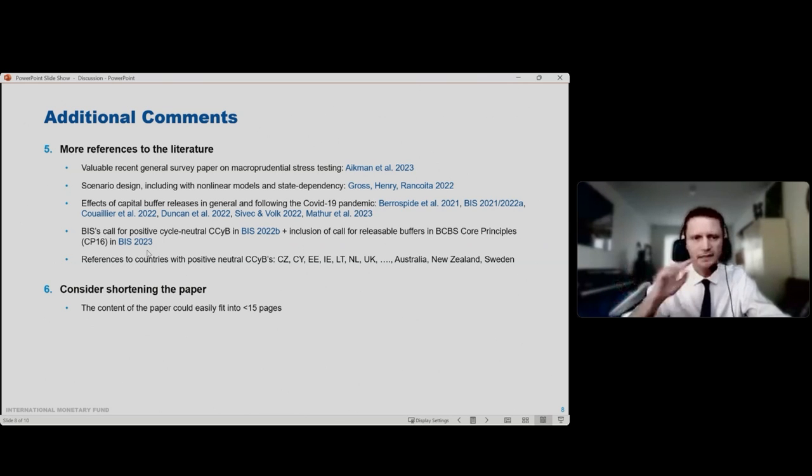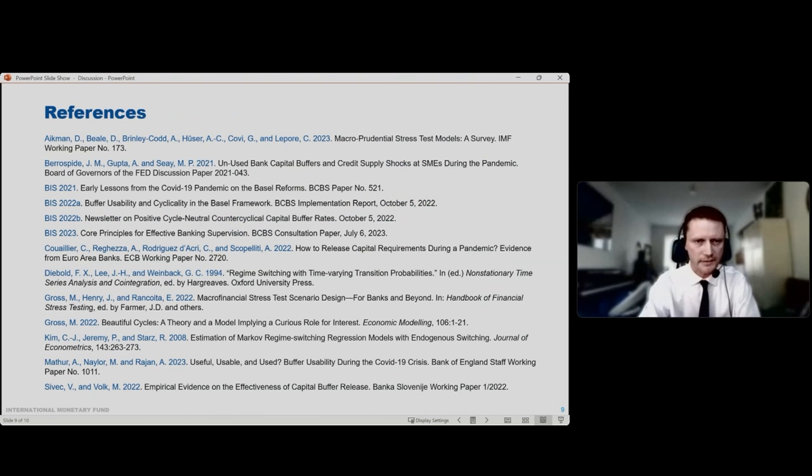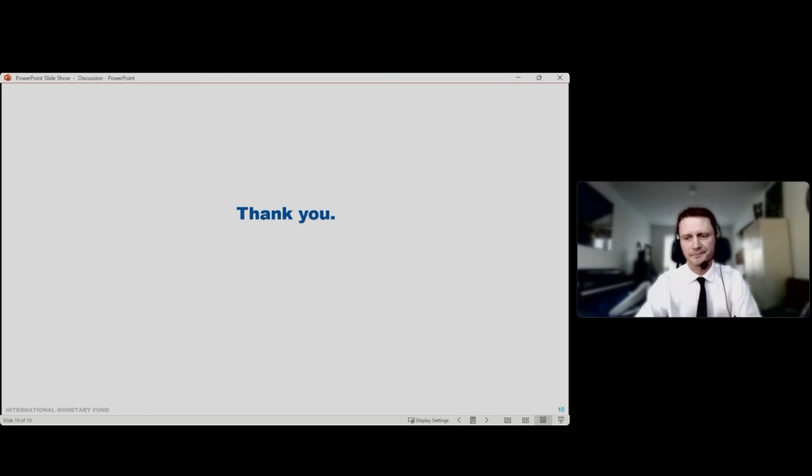Final point, very short. I think it would be useful to actually consider shortening the paper. It's a bit long. I think the content is pretty clear, it's pretty useful, and would just benefit from being cast into fewer pages, fewer words. I think it could fit into less than 15 pages, say. So all the references I had are here, and that's it. Thanks very much. Let me pause here.